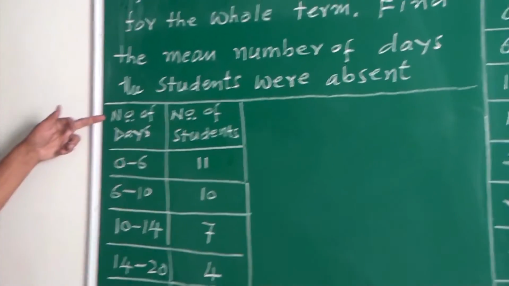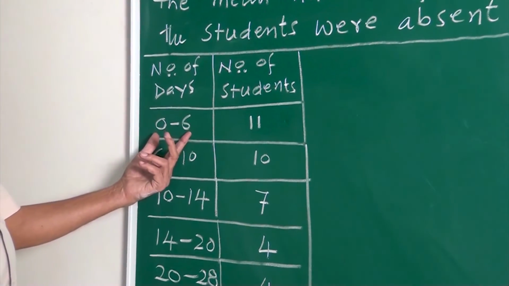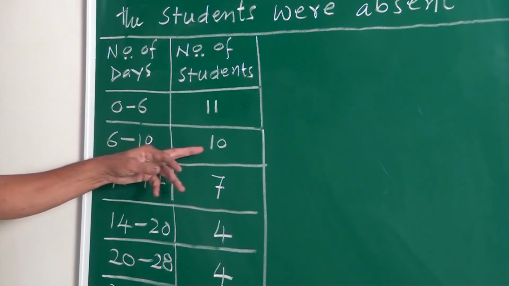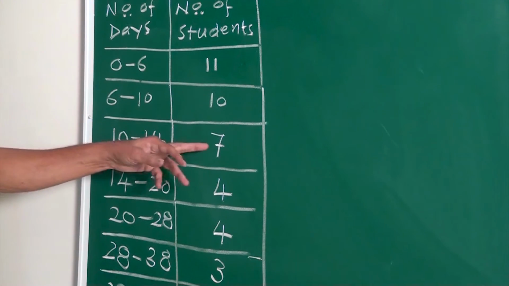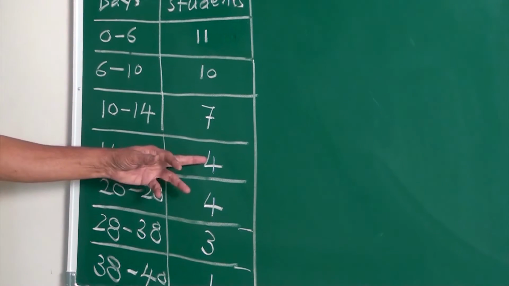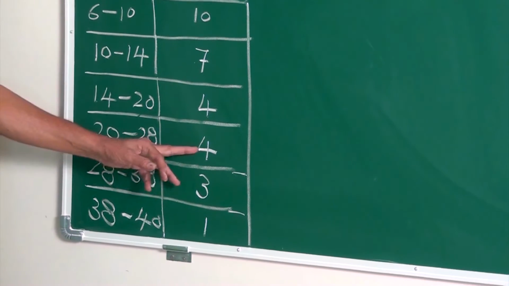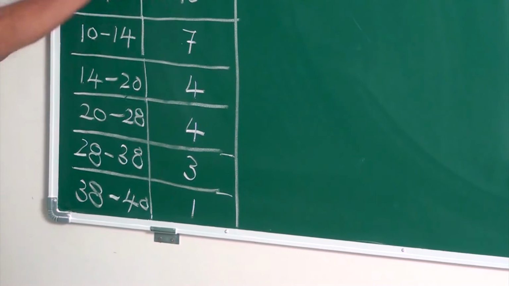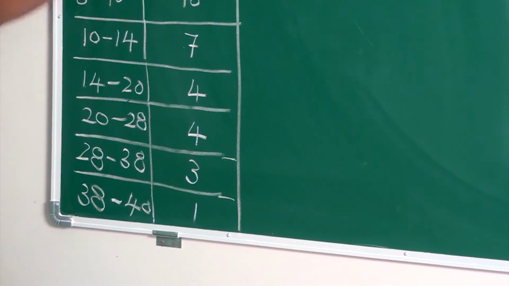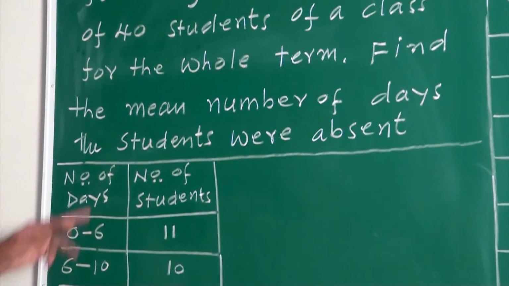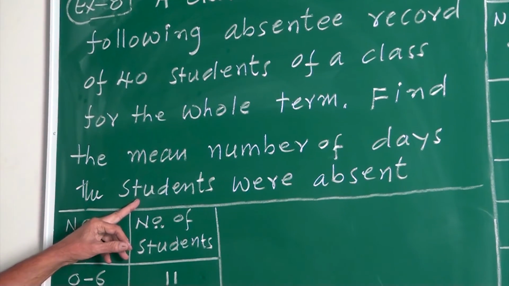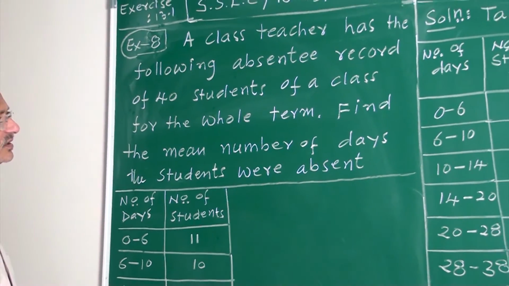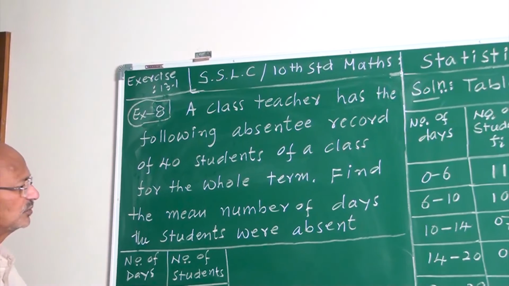Number of days: between 0 to 6, 11 students were absent. Between 6 to 10, 10. Between 10 to 14, 7. Between 14 to 20, 4. 20 to 28, 4. 28 to 38, 3. 38 to 40, 1. This is the distribution the teacher has given. You want to find the mean number of days the students were absent. Again we use the direct method.